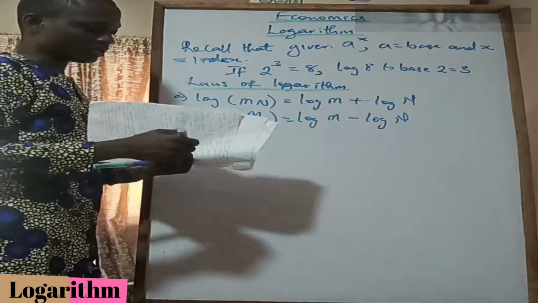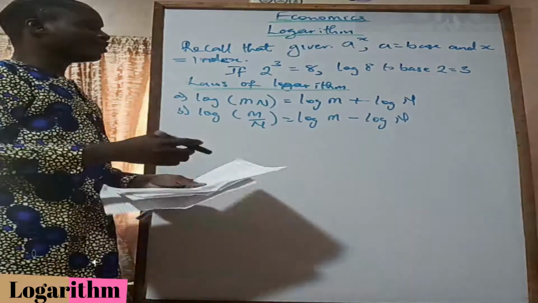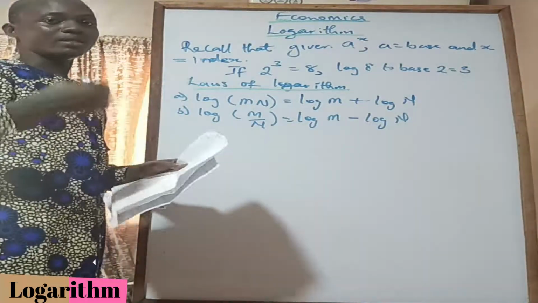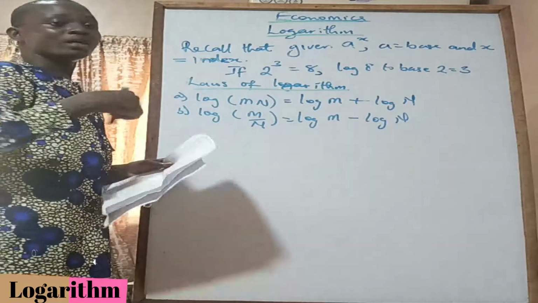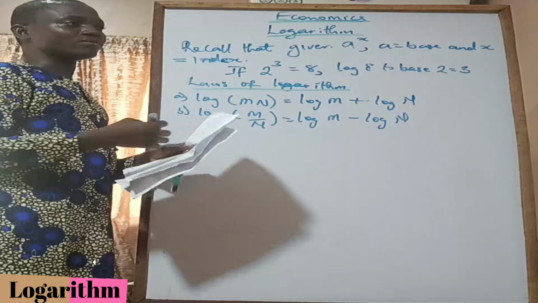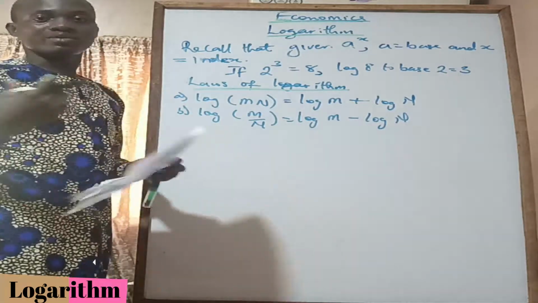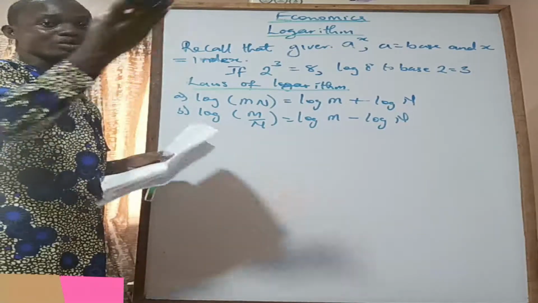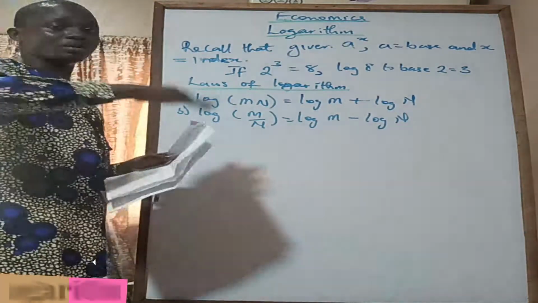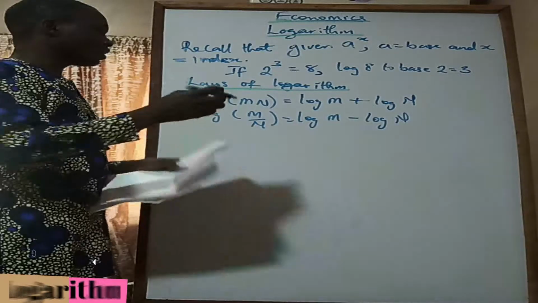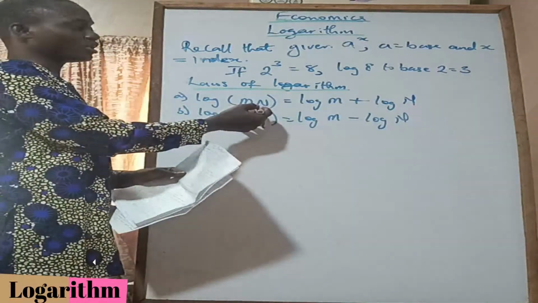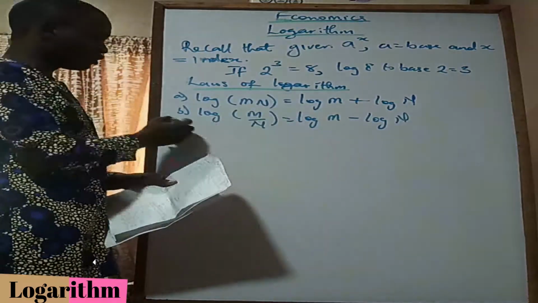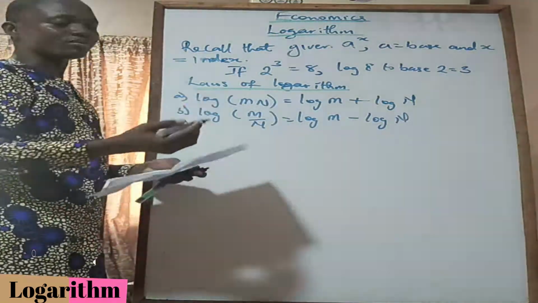If you remember for indices, if you have a times a, for example, then you add up the indices, right? And if you have, let's say, 5 raised to power 2 divided by 5 raised to power 1, then you have 5 raised to 2 minus 1 because of the division sign. So the other way around is that for logarithm. When there's a multiplication here, you can expand it, but then you have to add the respective logarithms. And then the same for division, just that here you have to subtract the respective logarithms.